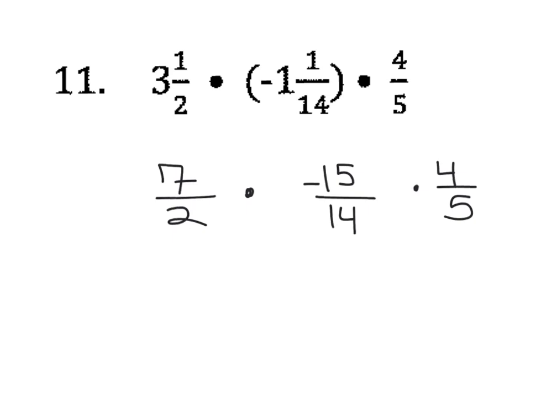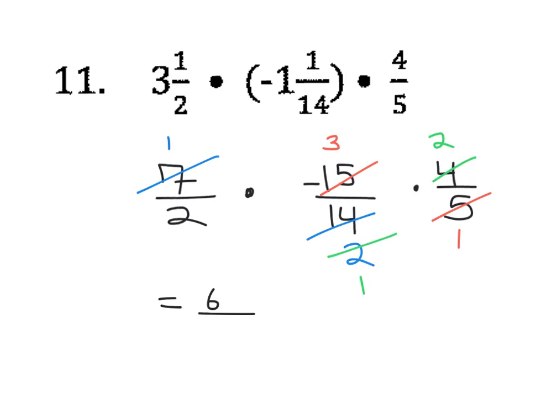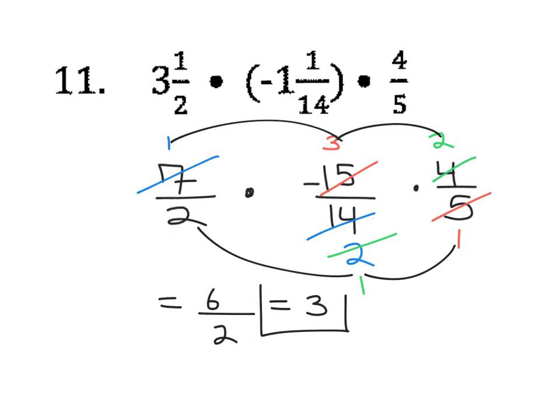Now we're going to simplify. 7 and 14 we can divide by 7, so we would get 1 and 2. 15 and 5 we can divide by 5. 15 divided by 5 is 3. 5 divided by 5 is 1. Last place we can simplify. 4 and 2. 4 divided by 2 is 2. 2 divided by 2 is 1. Okay, now I'm going to multiply top and multiply bottom. On my numerator, I get 6. On my denominator, I get 2. 1 times 3 is 3, times 2 is 6. 2 times 1 is 2, times 1 is 2. And 6 divided by 2 is 3. So my answer is 3.